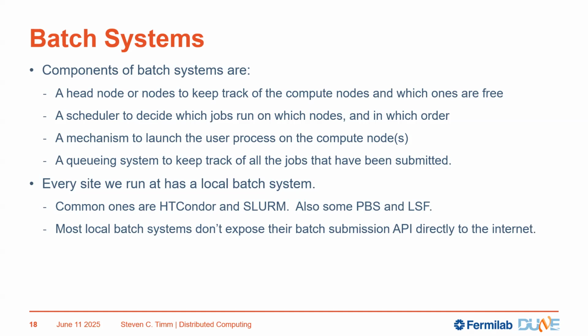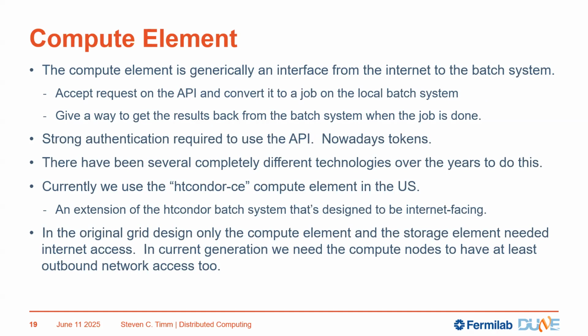There's still some PBS, which is the parallel batch system, and LSF, but that's quite rare these days. But most local batch systems do not expose their batch submission API directly to the internet. There are all kinds of reasons you don't want to do that. So you need some way to bridge that divide. And thus we have what's called a compute element. A compute element is an interface from the internet to the batch system. You accept a request on your API and you convert it to a job on the local batch system, and it gives you a way to get the results back from the batch system when the job is done.